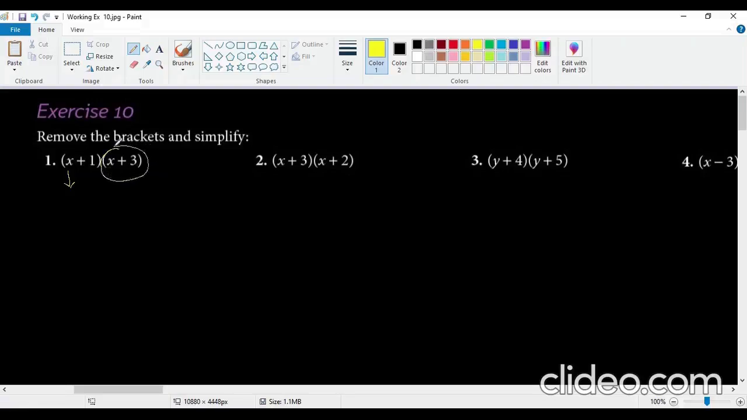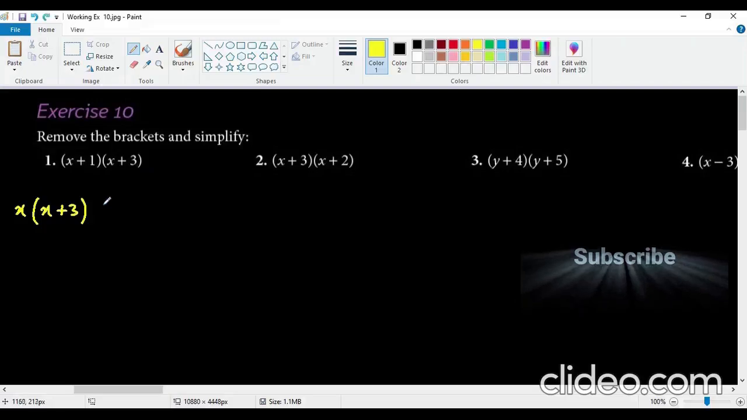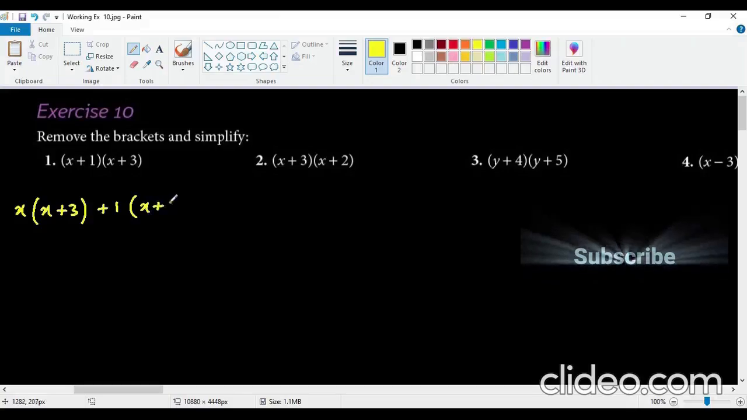Then in the next stage, I will take plus 2 from here and multiply with this guy once again. For this process to happen, I will write x plus, and then x plus 3 next to it. And then I will take plus 1 from here and write plus 1 over here, and I will multiply with x plus 3 once again. This is the procedure that we need to follow.